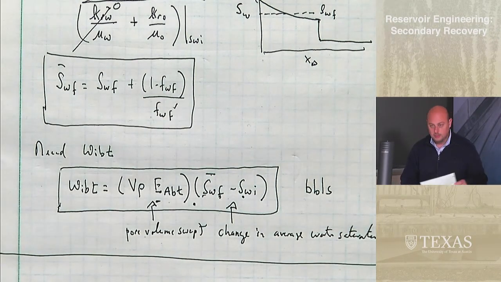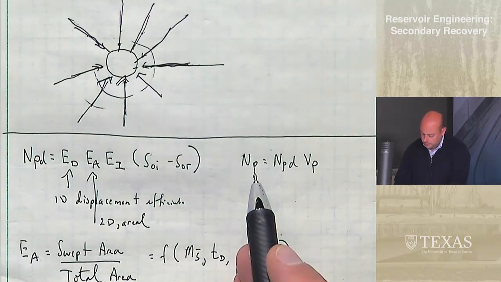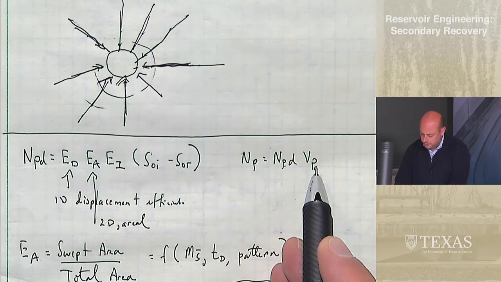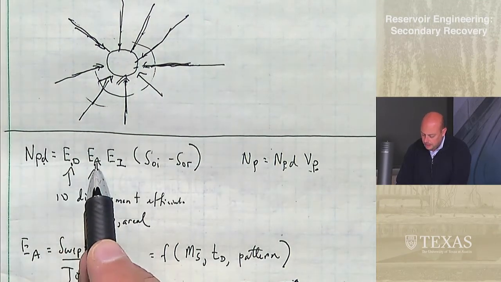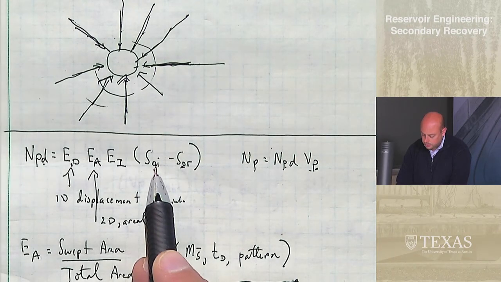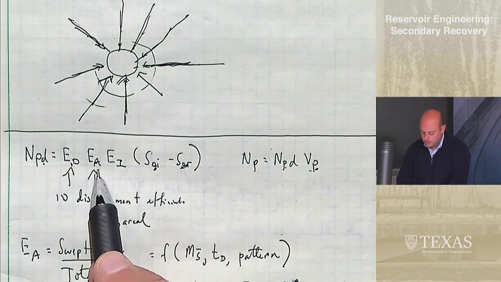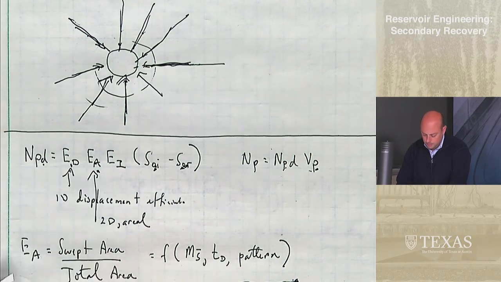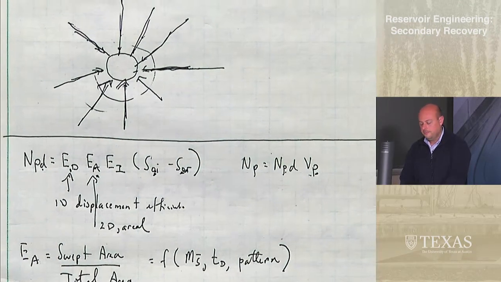But as I mentioned, the oil recovery is the dimensionless oil recovery times the pore volume. Dimensionless oil recovery is ED times EA times SOI minus SOR. Okay, presumably we know the initial oil saturation, the residual saturation. We just learned how to calculate EA, but we're also going to need to calculate the 1D displacement efficiency.